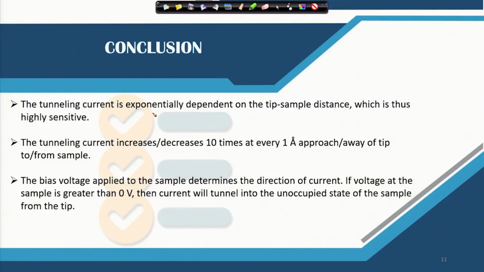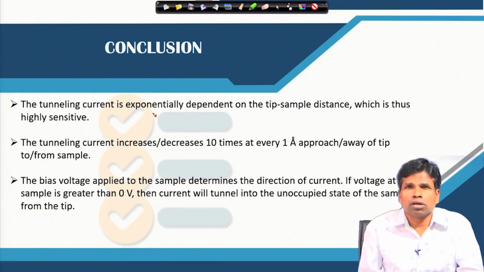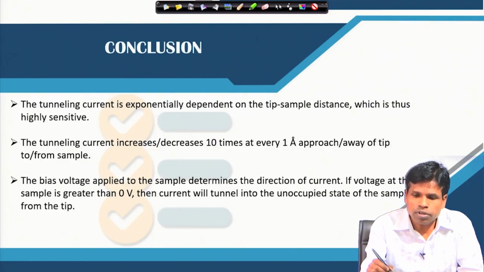And by applying a suitable bias voltage, either positive or negative, to the sample, we can get the occupied states or unoccupied states information of the sample surface.